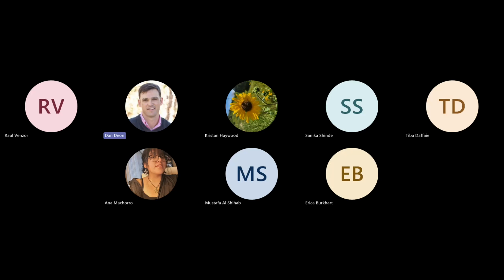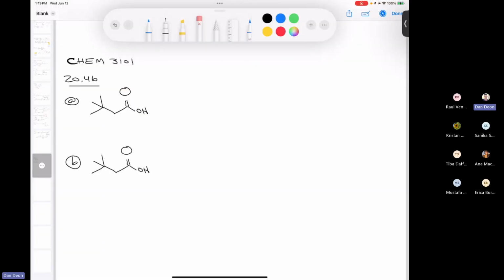There we go. All right, chemistry 3101, 3111. My goodness gracious. There you go. I didn't even have the wrong class. All right. So chemistry 3111.